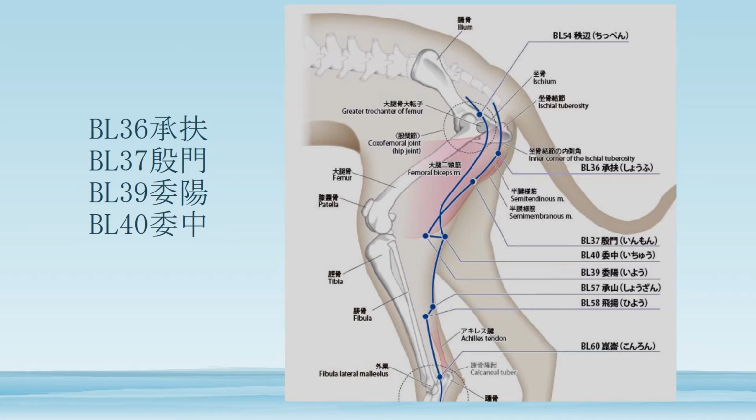Next is BL36. Draw a line connecting the medial angle of the ischial tuberosity and BL40. 1/10 from the medial angle, there is the acupoint BL36. Next is BL37. Draw a line connecting BL36 and BL39. 1/3 from BL36 is the acupoint BL37.